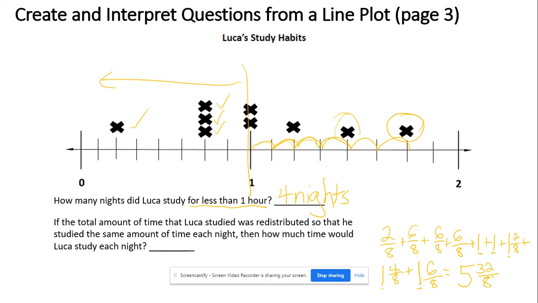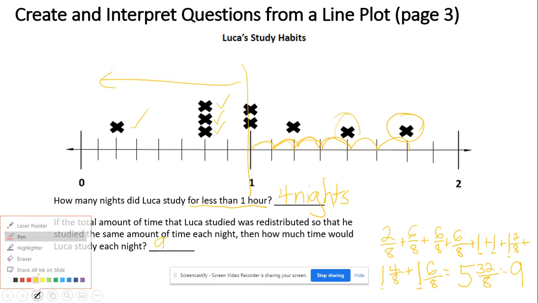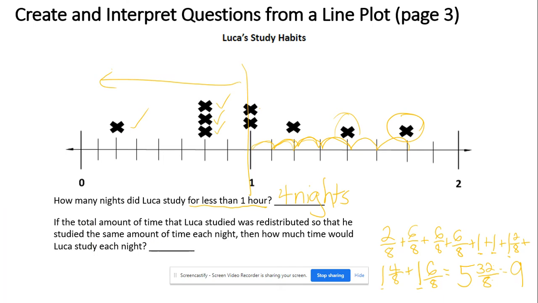Oh, 32 is bigger than 8. So remember, fractions are just division. We can divide 32 divided by 8, which is 4. So 5 plus the 4 from our fraction equals 9. So we added all up, we got 9 as our total amount of time that he spent studying.